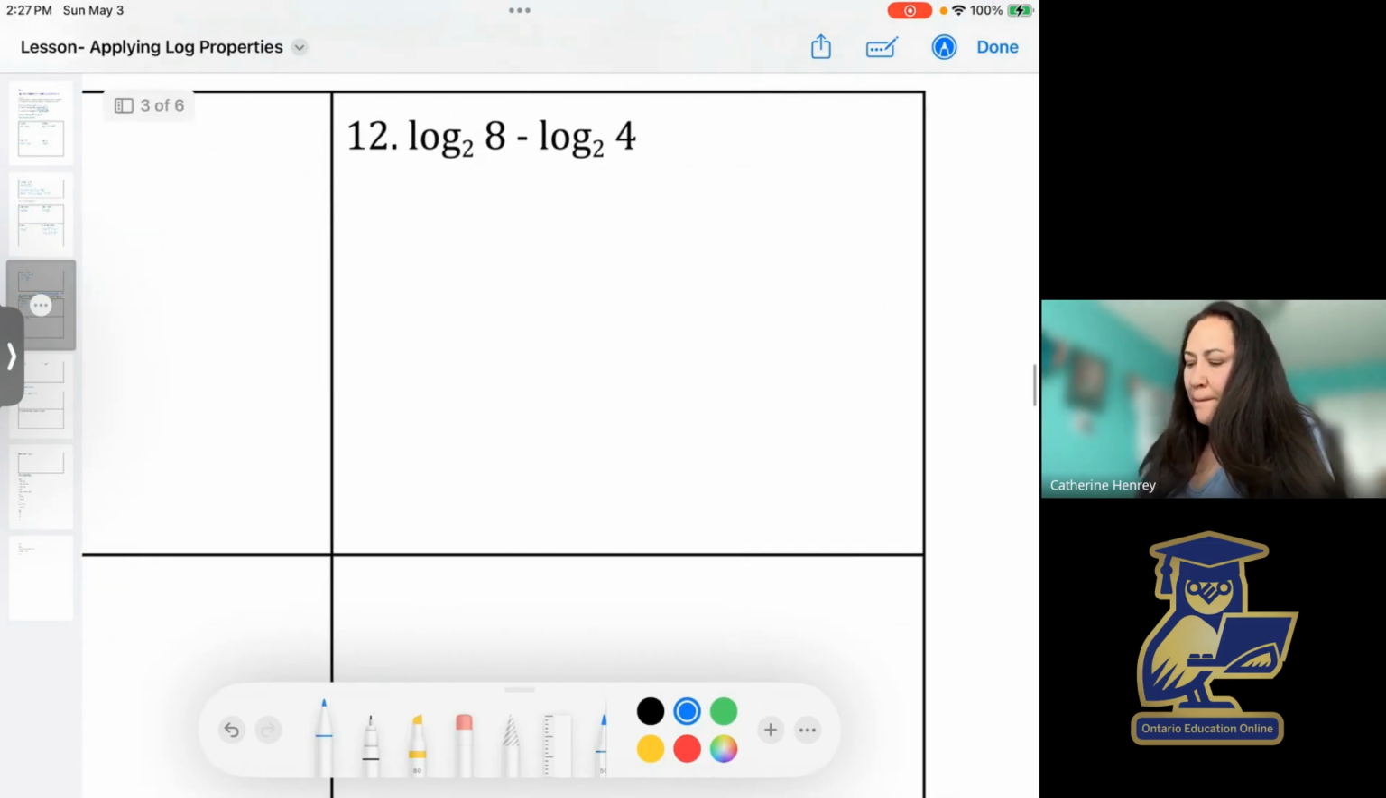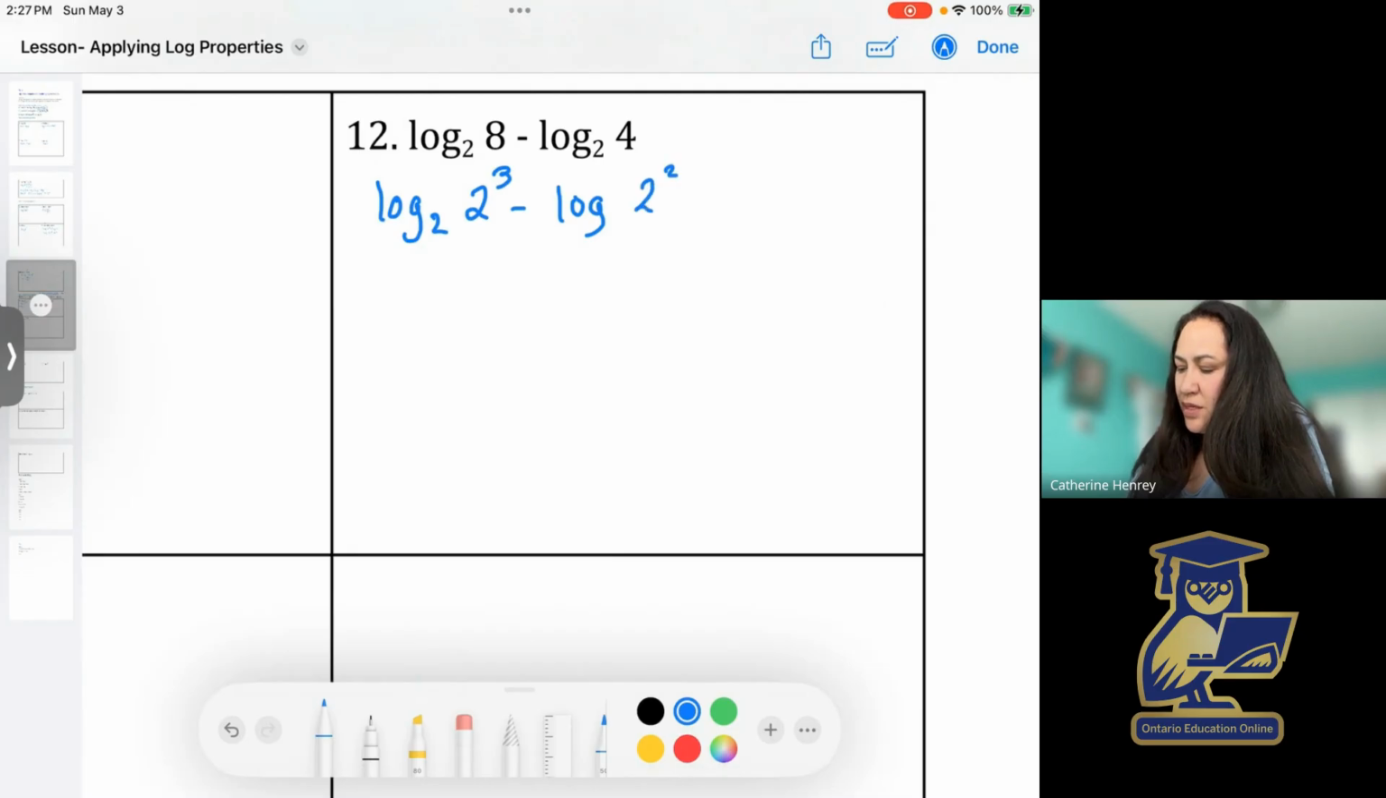Next, number 12, we have subtraction. So we have the log, let's make 8 into the exponent of 2 to the power of 3 to the base of 2 minus the log of 2 squared to the base of 2. So rewriting the 8 and the 4 as exponents with base 2. Then I can pull out the exponents to be coefficients. So 3 times the log of 2 to the base of 2 minus 2 times the log of 2 to the base of 2.